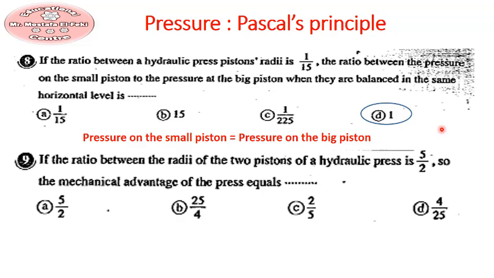If the ratio between the radii of the two pistons of the hydraulic press is 5 over 2, the mechanical advantage of the press equals the radius squared of the big piston divided by the radius squared of the small piston. So 5 squared divided by 2 squared equals 25 divided by 4.